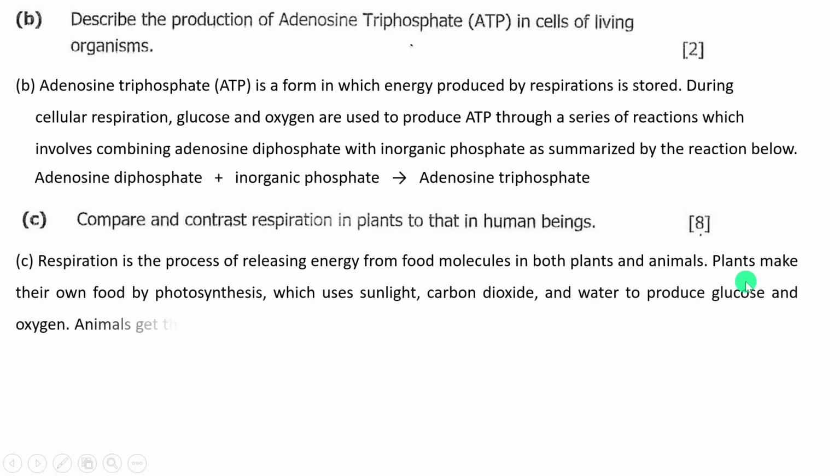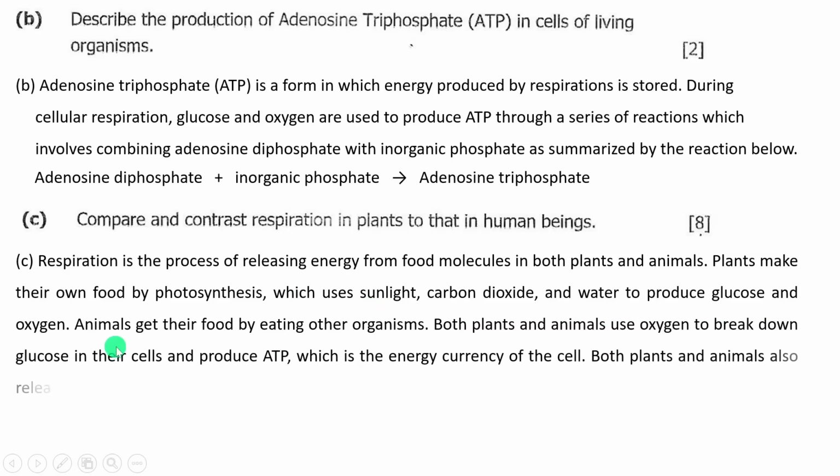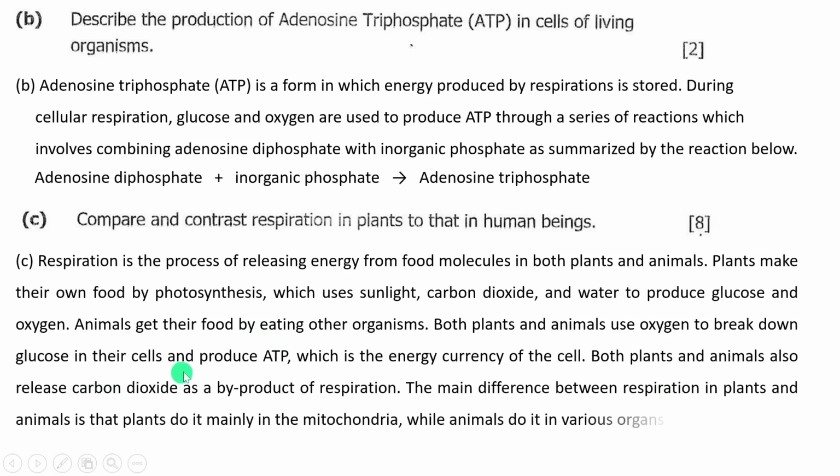Plants make their own food by photosynthesis, which uses sunlight, carbon dioxide, and water to produce glucose and oxygen. Animals get their food by eating other organisms. Both plants and animals use oxygen to break down glucose in their cells and produce ATP, which is the energy currency of the cell. Both also release carbon dioxide as a byproduct of respiration.